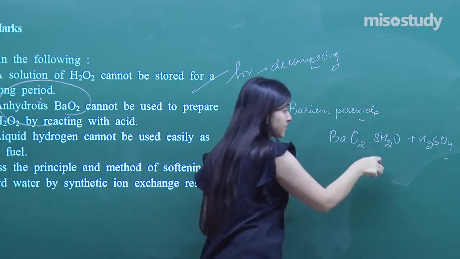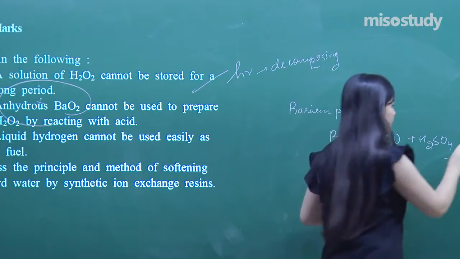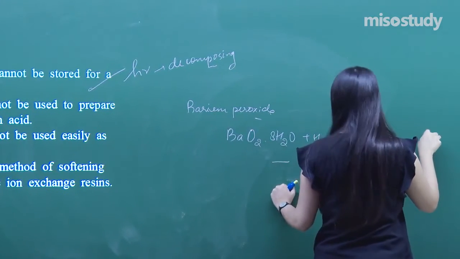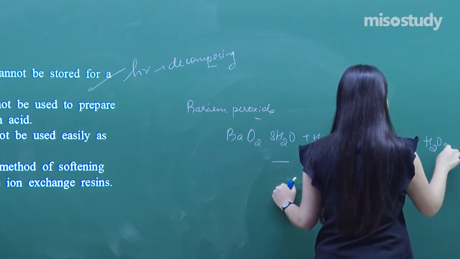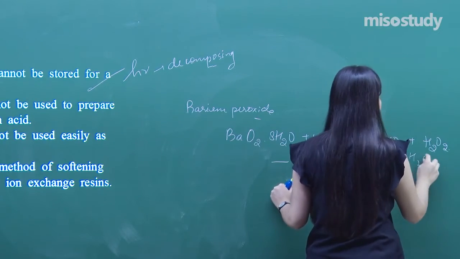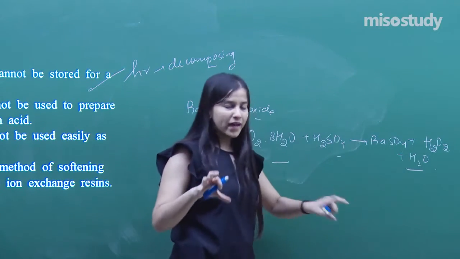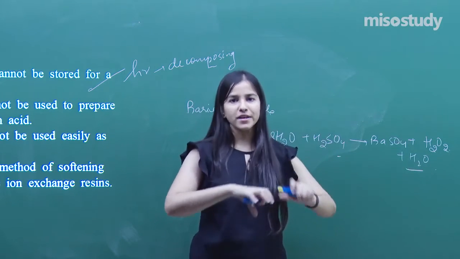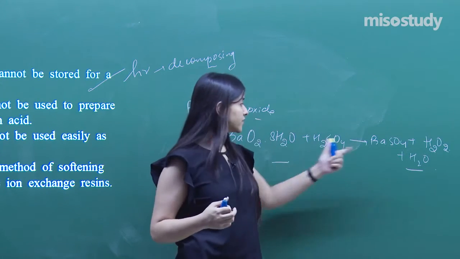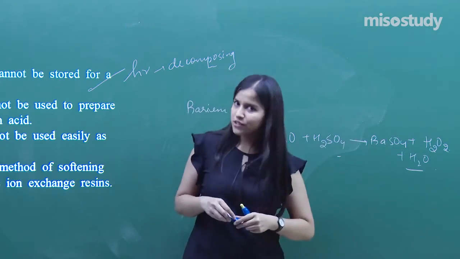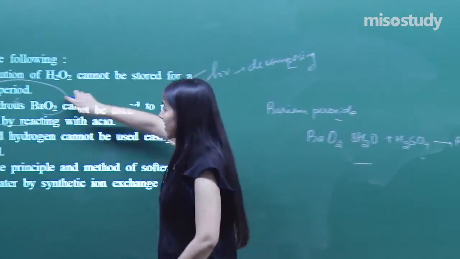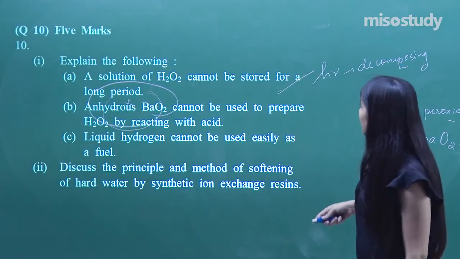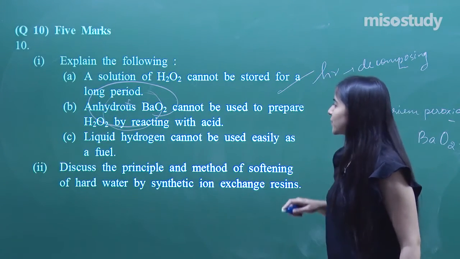So why have we taken this? In order to have a proper solution of it, so that we can get BaSO4 plus H2O2 formed, along with H2O. In this reaction the extra H2O is removed by evaporating, so that more and more compound is formed, and that is why we cannot use anhydrous; it is actually unreactive in the presence of anhydrous. Clear? Okay. Next one.